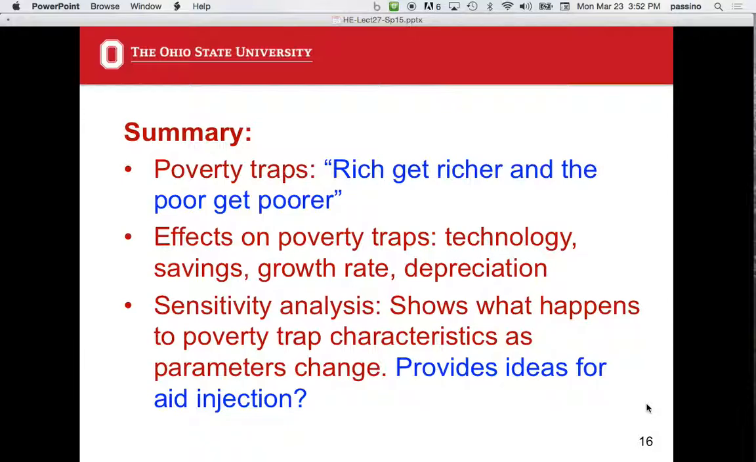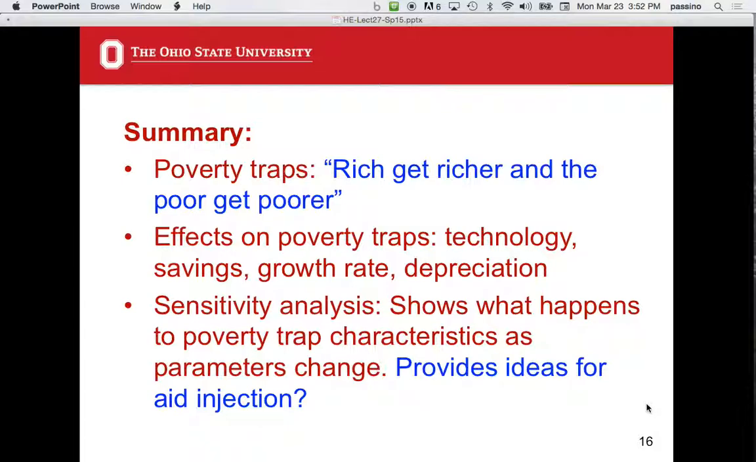And sensitivity analysis shows what happens as poverty trap characteristics, as parameters, change. This sensitivity analysis can be highly valuable because what it tells you is how to inject money into the system. In other words, let's just consider two things. Is it more profitable to improve technology, that is, change P, and how does it impact the country, or putting in a program that would help reduce population growth, that is G? So, do you see how useful this could be?